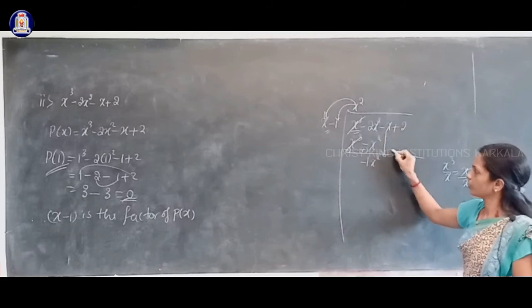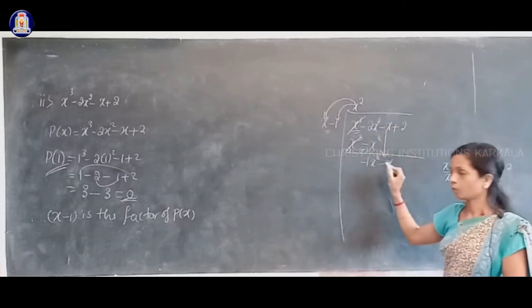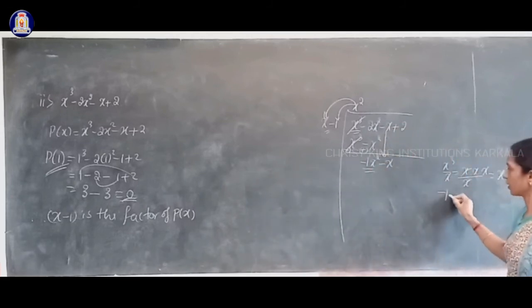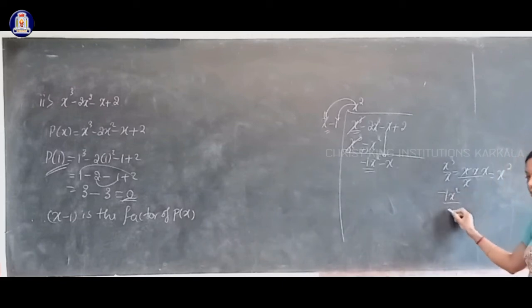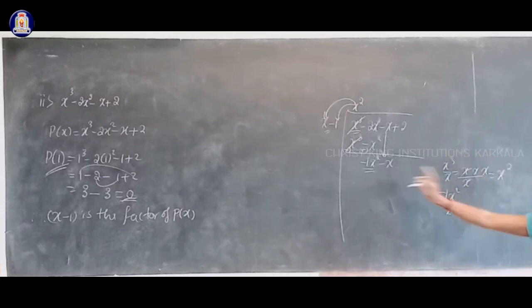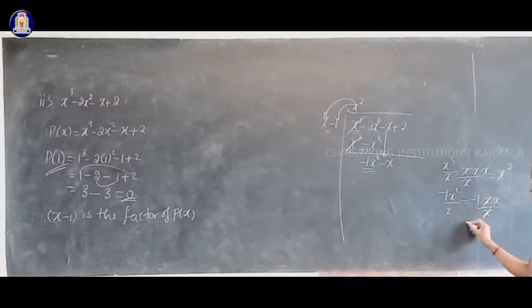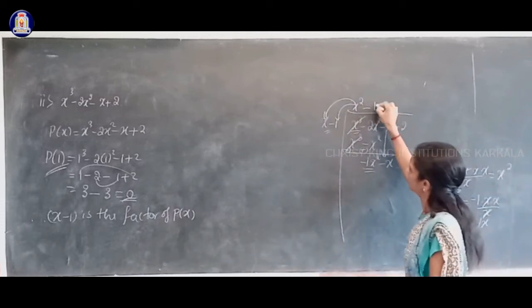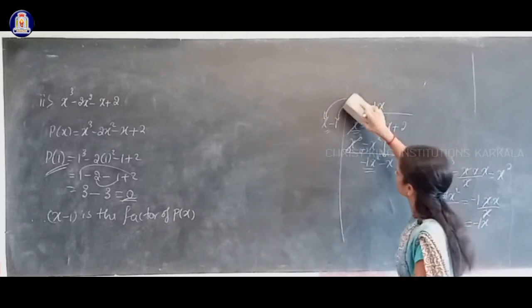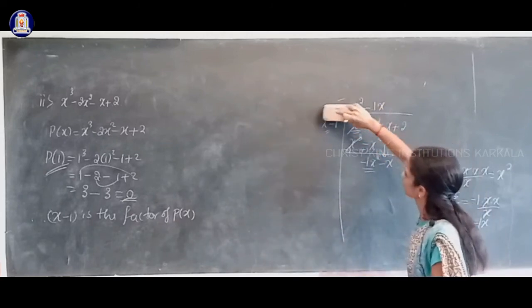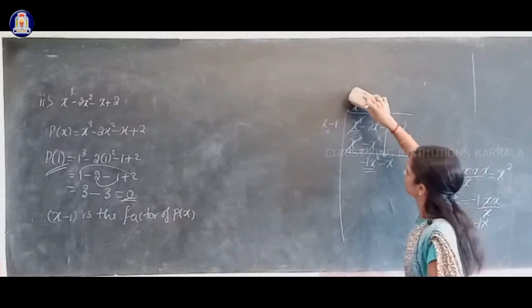Next, bring down the next term, that is minus x. Now the first term inside is what? That is minus 1 x square. You have to divide that by the outside first. The outside first is always the same, that is x. Only the inside first term is changing. Now minus 1 x square means x into x divided by x, 1 x cancels, so we are left with minus 1 x. You write that in the quotient place, minus 1 x. Okay, now you have to multiply that minus 1 x with the terms of the divisor.